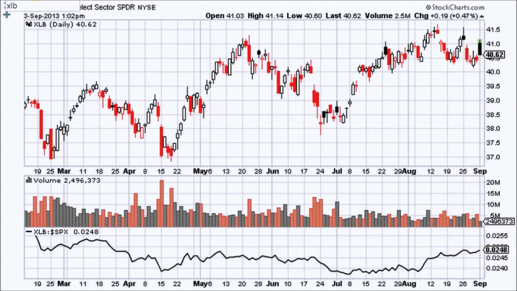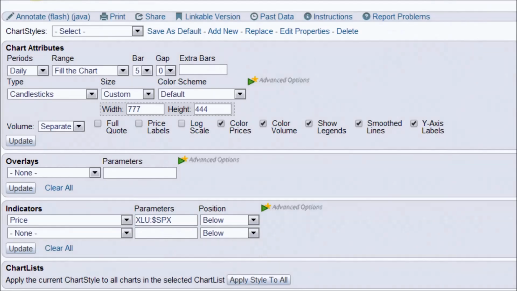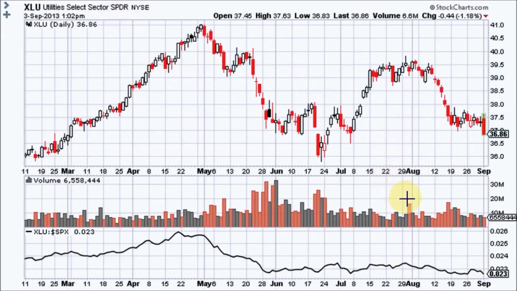The next sector is XLU, or the utility sector. And so far, it is the worst performing sector out of the 8 I've shown you. It is breaking down to new lows today, below all levels of support. This close right here was the lowest close in this area, and if it closes below it like it looks like it will here today, that is very bearish, and breaking below support on the price relative would also be very bearish for this sector.